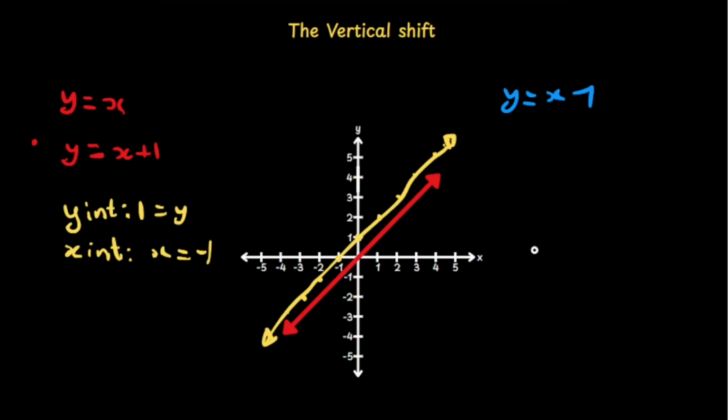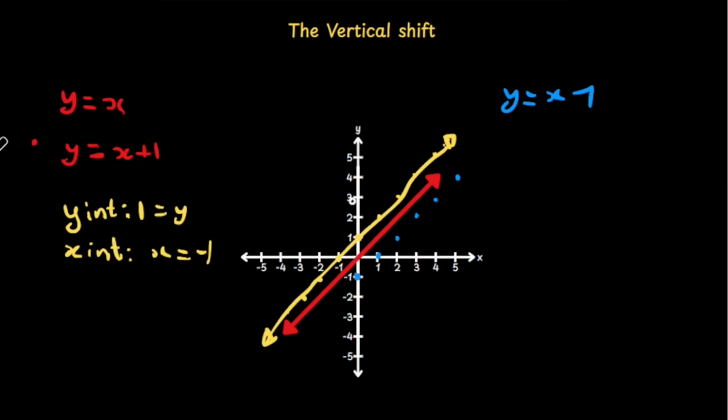We're subtracting 1 from x, right? So if I'm going to plot this function, I'm going to start off at the origin, of course, and 0 minus 1 would be minus 1. 1 minus 1 would be 0. 2 minus 1 would be 1. 3 minus 1 would be 2. 4 minus 1 would be 3. 5 minus 1 would be 4.